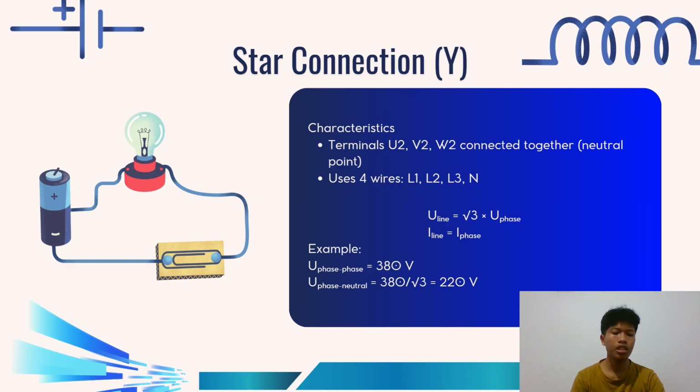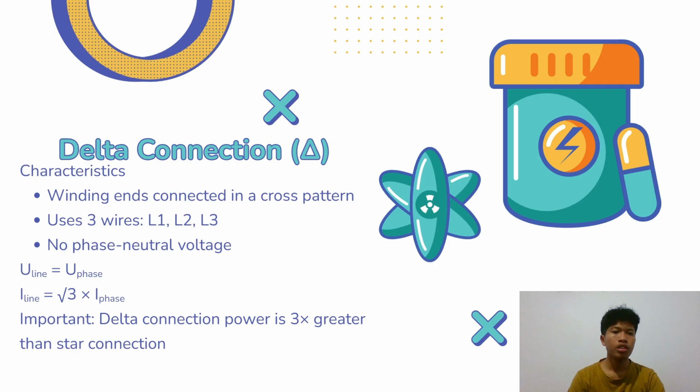For example, if the phase to phase voltage is 380 volts, then the phase to neutral voltage is 380 divided by root 3, which equals 220 volts. And the last is delta connection.